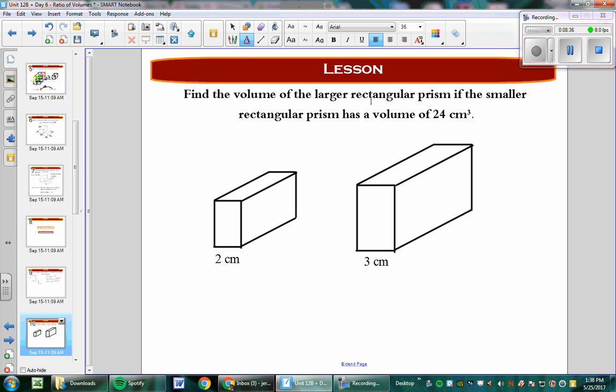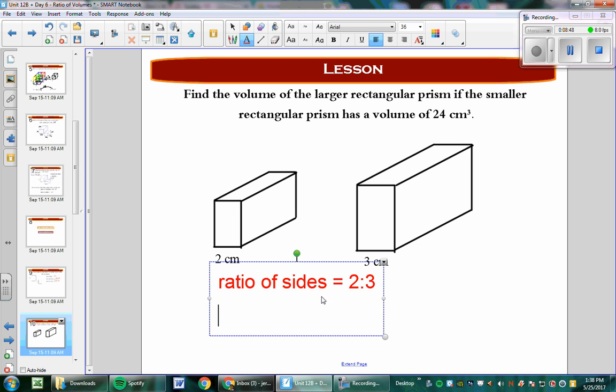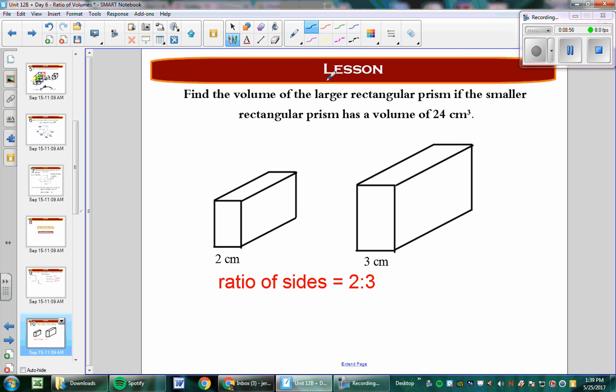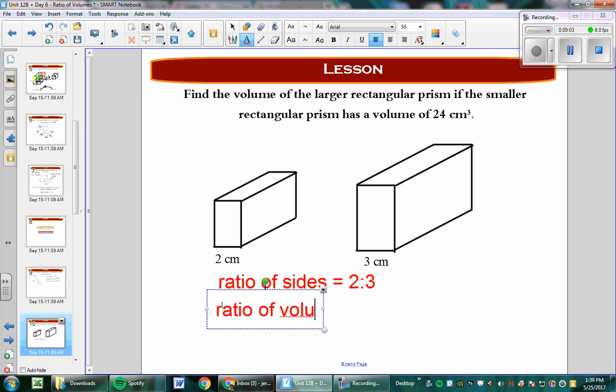This one says, find the volume of the larger rectangular prism if the smaller rectangular prism has a volume of 24 centimeters cubed. So if we look at this, we know the ratio of sides is equal to 2 to 3. Now if I want to set up a ratio here, we first need to find the ratio of volumes, which is those numbers cubed. So 2 times 2 times 2 is 8. 3 times 3 times 3 is 27.